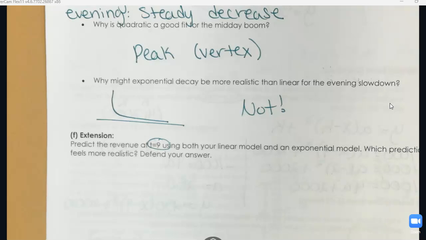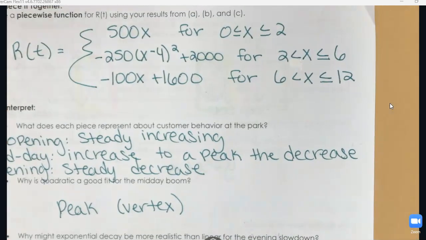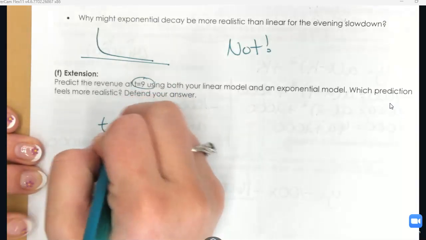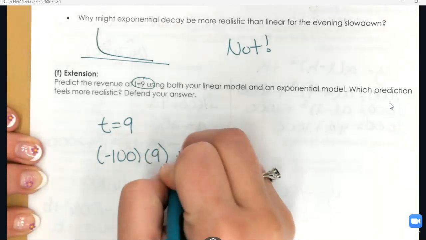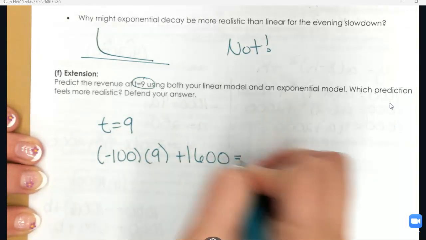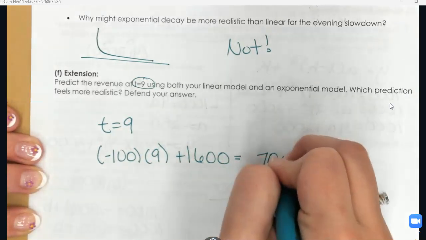So to predict the revenue when time is 9, well, that falls into our third equation. So when time is 9, negative 100 times 9 plus 1,600 gives me a projected revenue of $700.